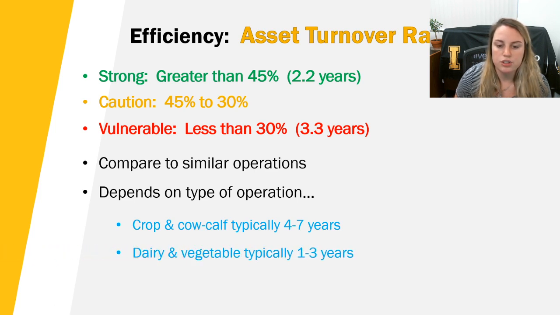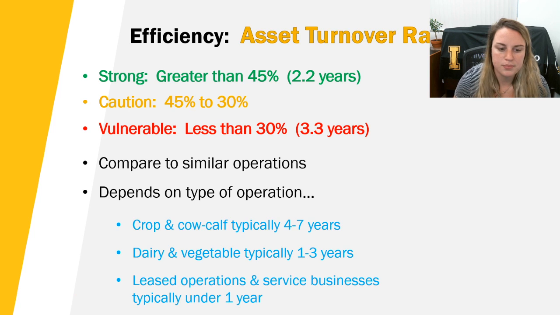Dairy and vegetable, usually 1 to 3 years, just because it is so much more intensive. Leased operations and service businesses are typically under 1 year, because you need to make up for using that equipment until it's dead that year, and maybe you are getting enough business to where you have to replace your equipment within a year.